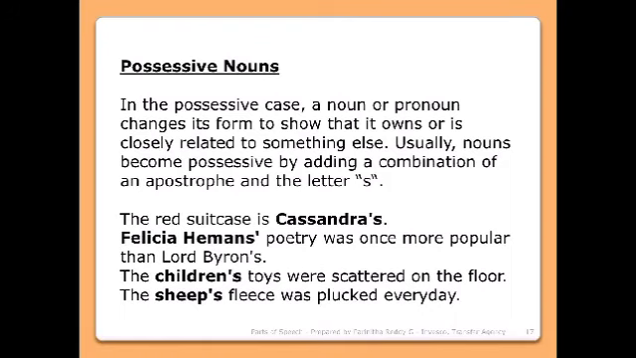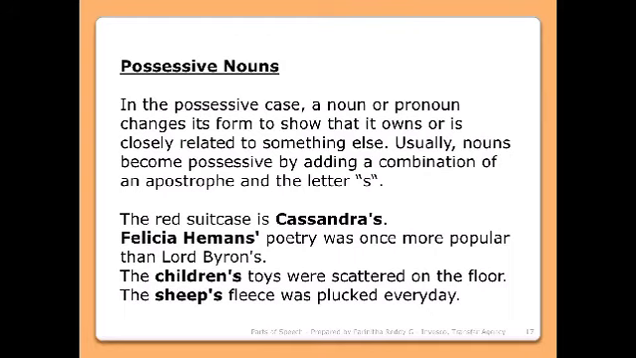In the possessive case, a noun or pronoun changes its form to show that it owns or is closely related to someone else. Usually nouns become possessive by adding an apostrophe and the letter S. The red suitcase is Cassandra's. Now it is depicting that this suitcase belongs to Cassandra. It's her property. That is why it's a possessive noun.